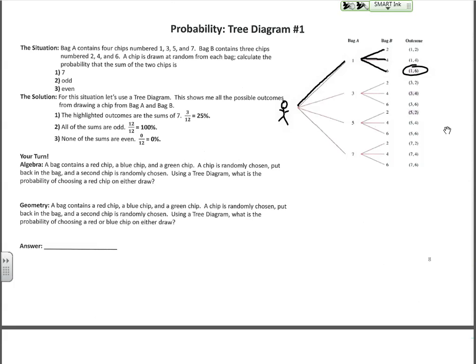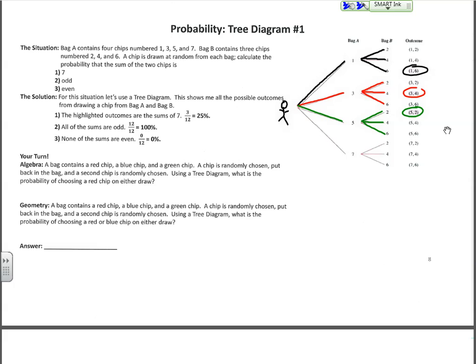But what if we don't pick a 1 in our first pick? What if we pick a 3? Well, then from bag B, we can pick a 2, giving us the outcome of first a 3, then a 2. We could pick a 4, which is the outcome of 3, 4, which is also successful. Or we could pick a 6, which is first a 3, then a 6. What if we don't pick a 1 or a 3? Another option is to pick a 5 first. Then from bag B, if we pick a 2, that's the outcome 5, 2, which is successful. We could pick a 4, or we could pick a 6. And again, those outcomes are listed there in the outcome column.